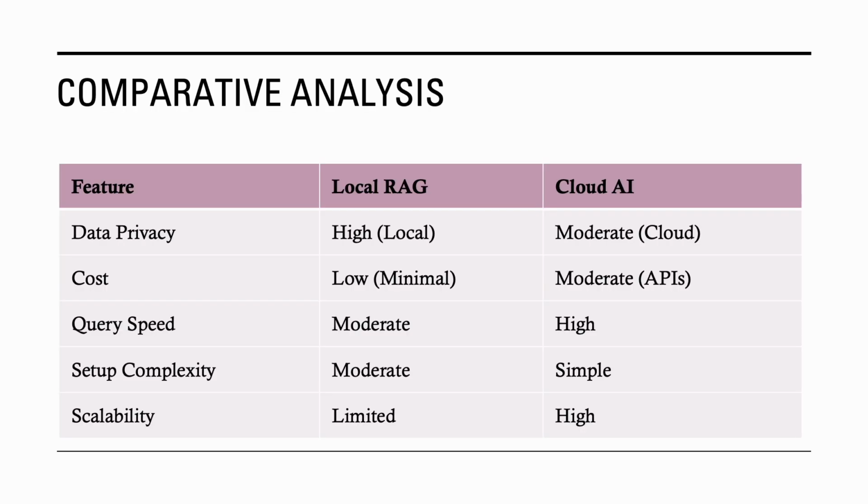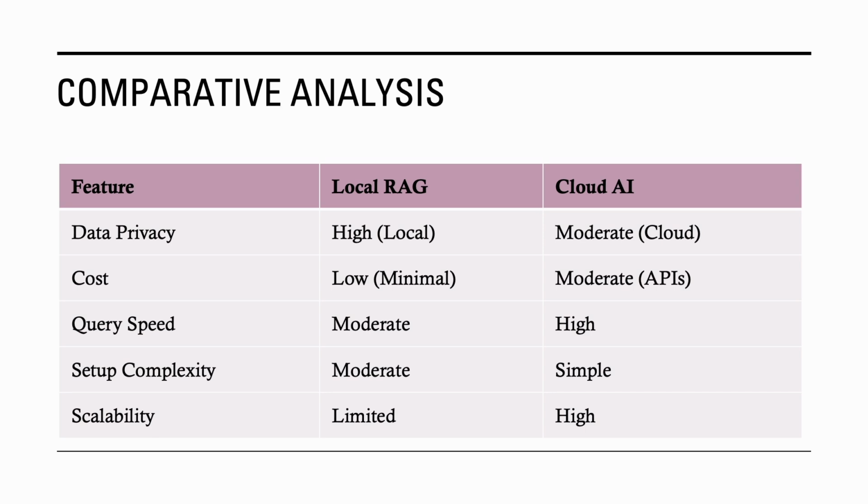So here's the side-by-side feature comparison. As you can see, in data privacy, local is high, cloud is moderate. The cost for the local is minimal, ongoing, versus the cloud incurs a moderate API fee. The query speed local on CPU is moderate, although it can be increased with the help of GPU. Cloud with distributed GPU is pretty high.